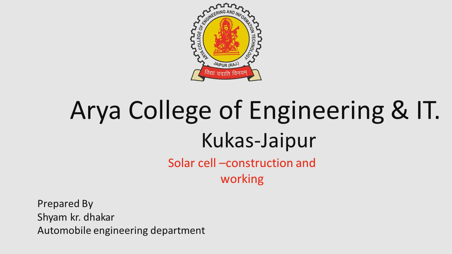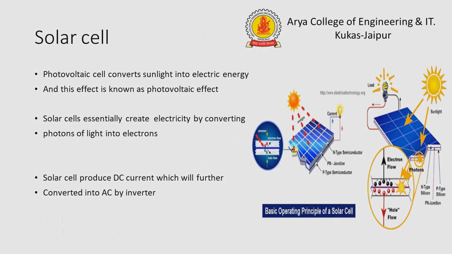Hello student, today we will discuss solar cell, its construction and the working. Basically, solar cell or photovoltaic cell is a device which converts sunlight into electrical energy, and this effect is known as photovoltaic effect. Solar cell produces DC current which will further be converted into AC by an inverter.